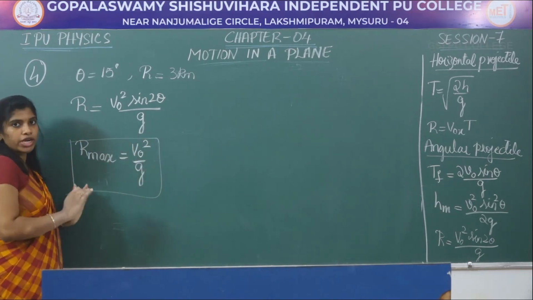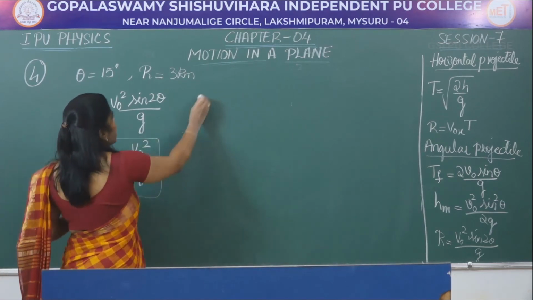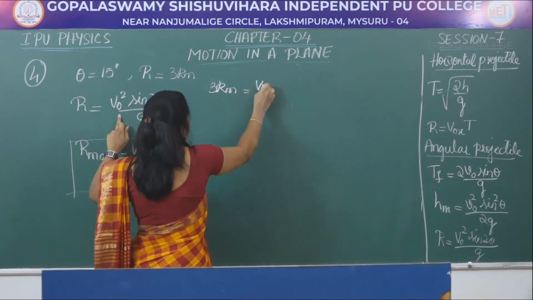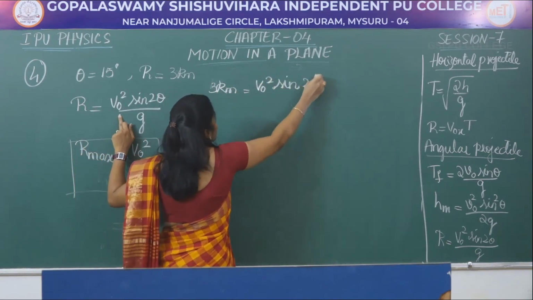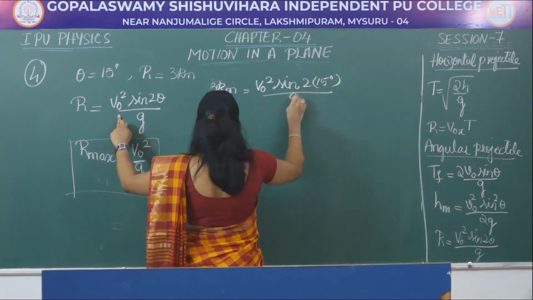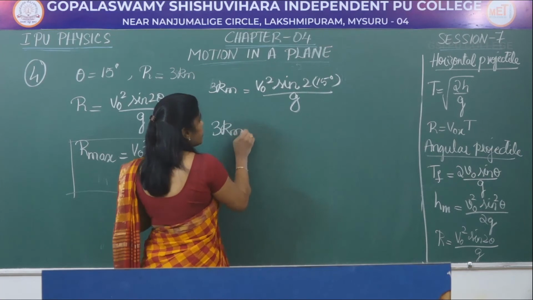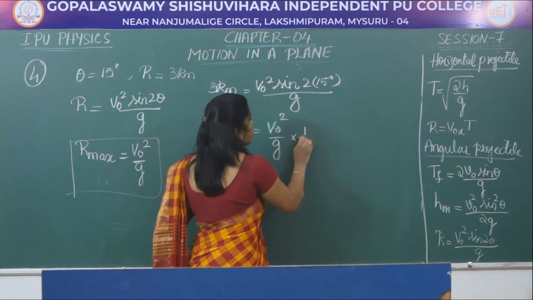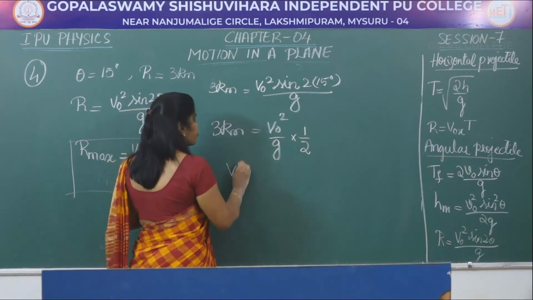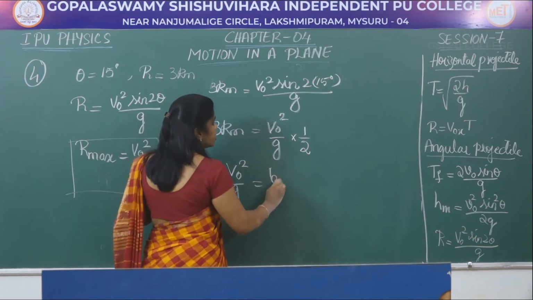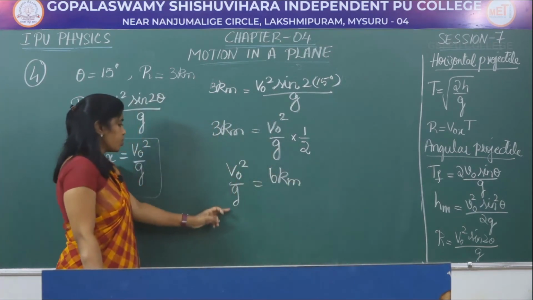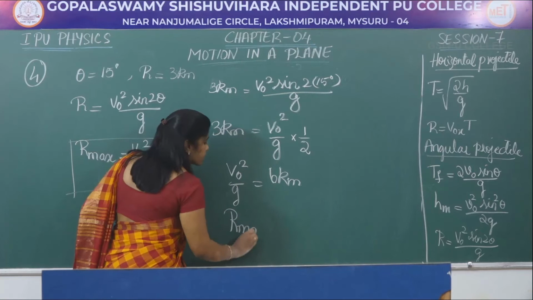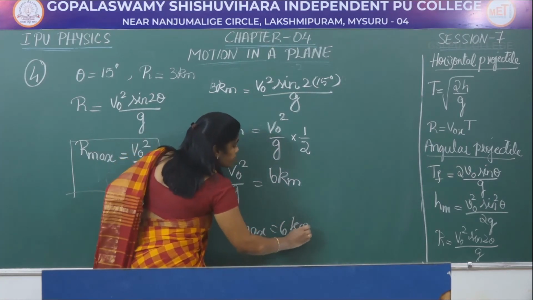reached by any projectile. Now using this formula, R is already given, which is 3 kilometer. That is equal to, we don't know V naught square, sine 2 into 15 degree divided by G. And this 3 kilometer will be equal to V naught square by G into sine 30 degree, which is 1 by 2. Or I can write V naught square by G as equal to 6 kilometer. What is this V naught square by G? It is nothing but the range which is maximum. Therefore, R max is equal to 6 kilometer.